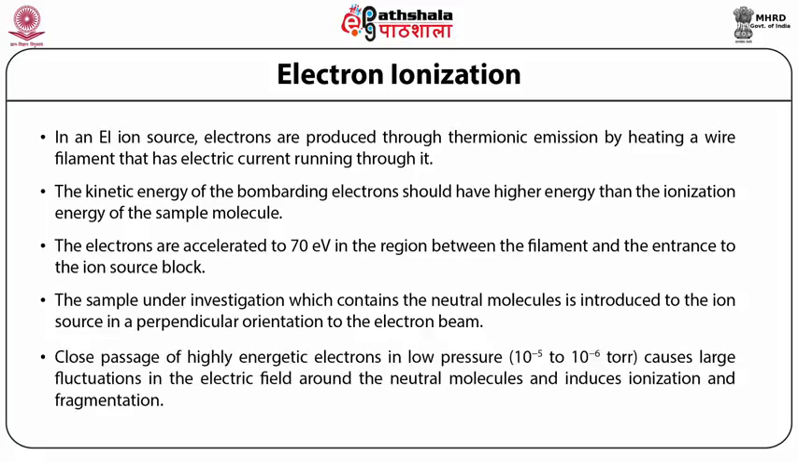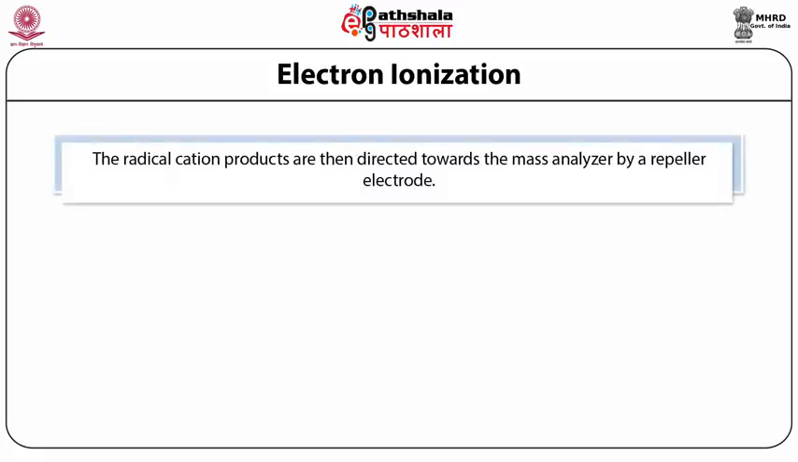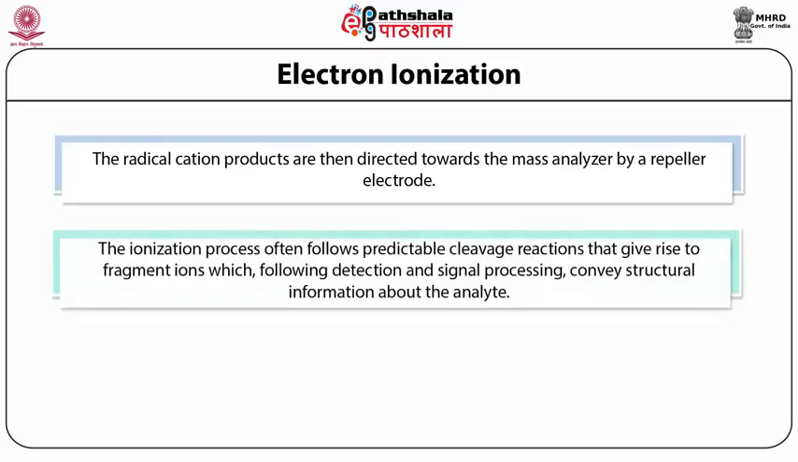The close passage of highly energetic electrons in low pressure, that is 10 to the power minus 5 to 10 to the power minus 6 torr, maintained in the ion source, causes large fluctuations in the electric field around the neutral molecules and induces ionization and subsequently fragmentation. The radical cation products are then directed towards the mass analyzer by a repeller electrode. The ionization process often follows predictable cleavage reactions that give rise to fragment ions, which following detection and signal processing convey the structural information about the analyte.